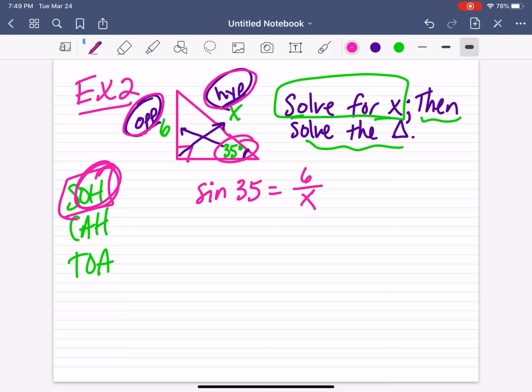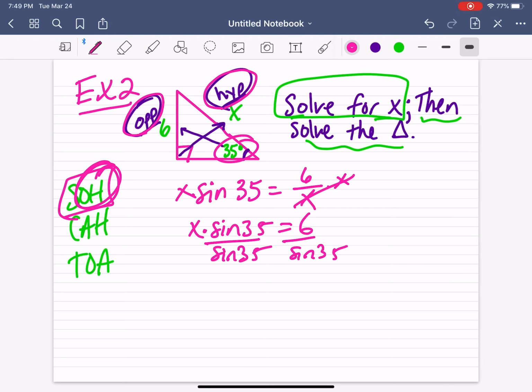So keep in mind that in this problem, we're trying to solve for x, the side measurement. So to get the x by itself, you just do the following. Multiply both sides by x. X times sine of 35 equals 6. Let's do opposite operations. It is being multiplied by sine of 35, so you divide by sine of 35. So x equals 6 divided by sine of 35. So again, let's go to the Desmos calculator and type it in.